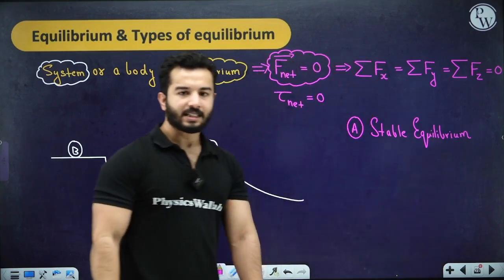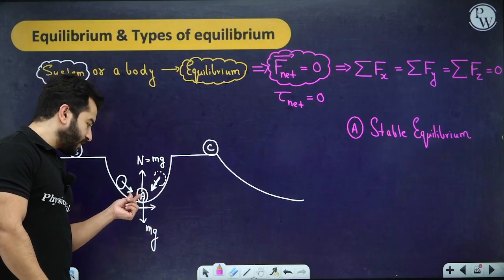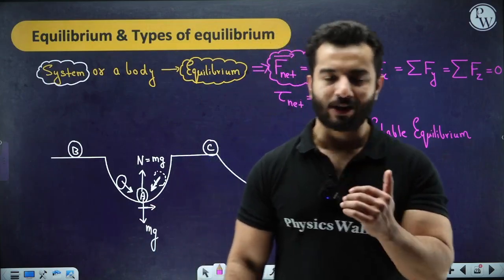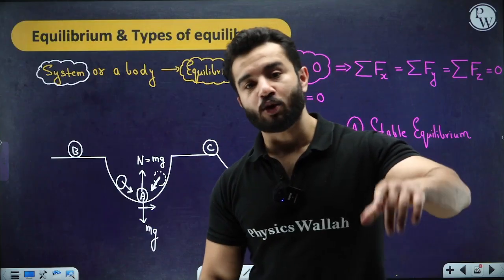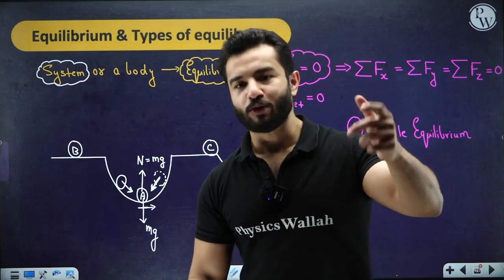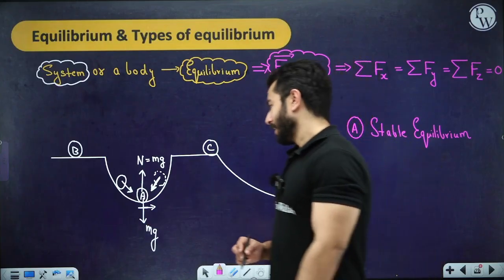And the reason is, the definition is that when you are going to displace the body from the stable equilibrium, a restoring force will act on the body, which will try to restore. That's why we call it restoring force, which will try to restore the original position of that body. That is known as stable equilibrium.